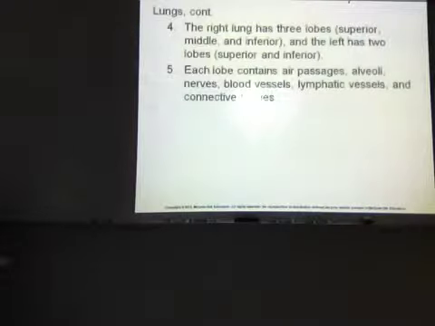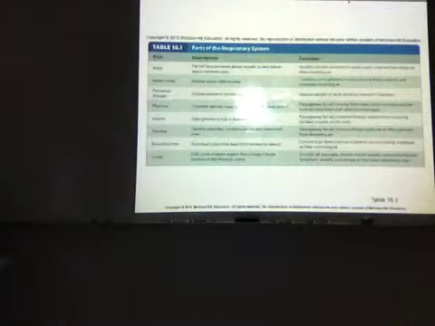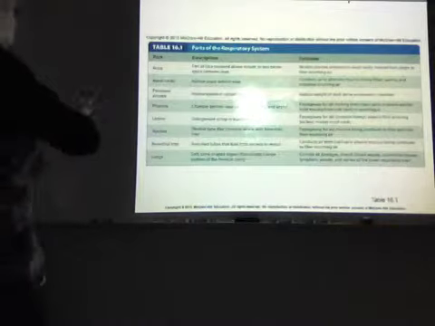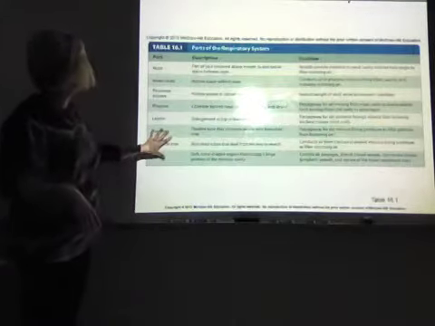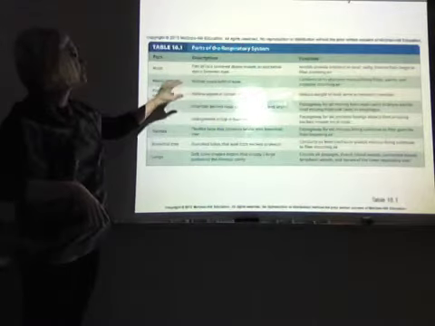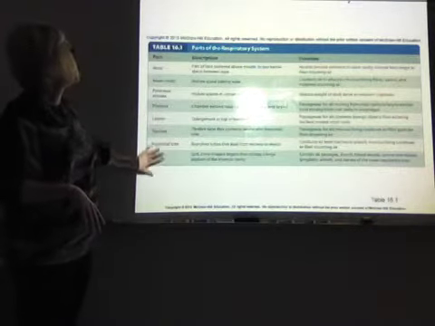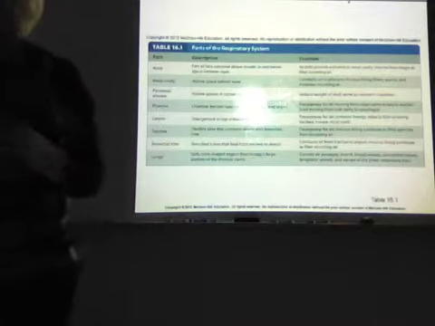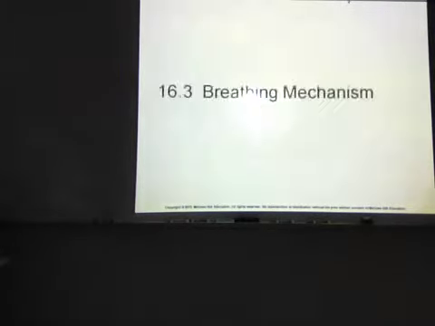Obviously, you could live with one functioning lung. A lot of people will have a collapsed lung, and it's very noticeable. You would be able to do no vigorous activity if you only had one functioning lung. So here, the tables in your book and in your notes give you a description and the function of each part of your respiratory system. That would be a good table to look at before your test. And that's where we'll stop for today.